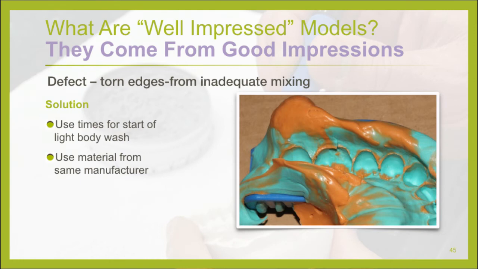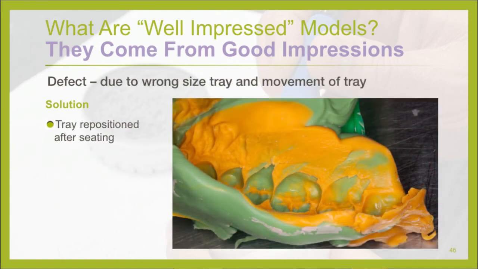Here's another defect from tears. Again, going back to tears, using one type of product versus another, maybe not letting it set up long enough. And this is what we see probably the most, what we call these little Nike swooshes. I like to say Nike because of the way that it looks. When we think about a defect, which is really due, first of all, to the wrong size tray, you can see the impression material is hanging off the tray. So we really should have gone up a size. I always try the tray in to make sure that it's the right size for the patient. And then also making sure that when we seat this impression, we don't move the tray.